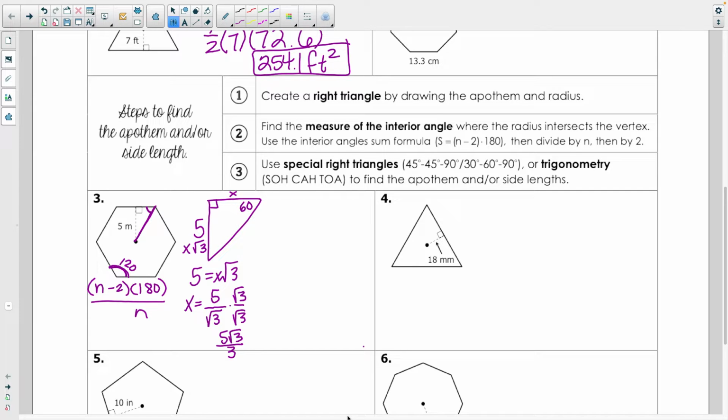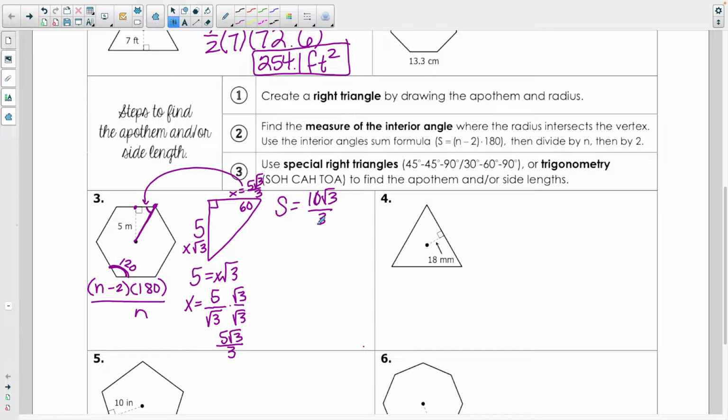Okay? So 5 square root of 3 over 3 is this guy right here, which is this guy right there, just from here to here. So is that all the way across the hexagon or halfway? Halfway. So to get the side length, we've got to double this. So instead of 5 square root of 3 over 3, it's going to be 10 square root of 3 over 3. So the side length of that hexagon is 10 square root of 3 over 3.